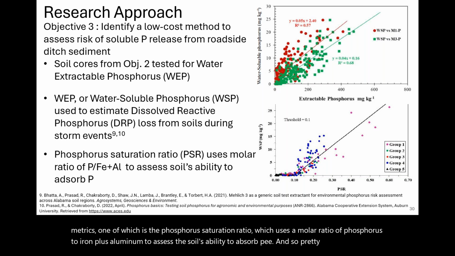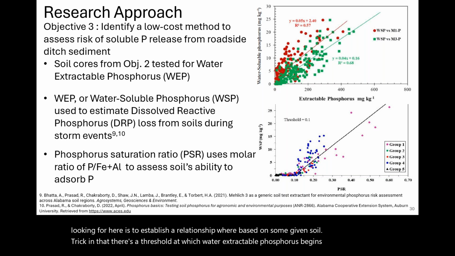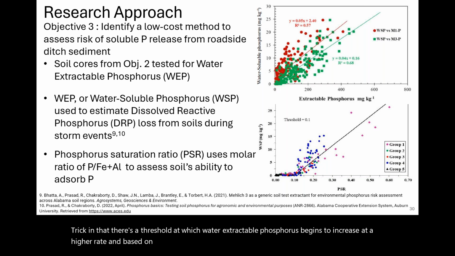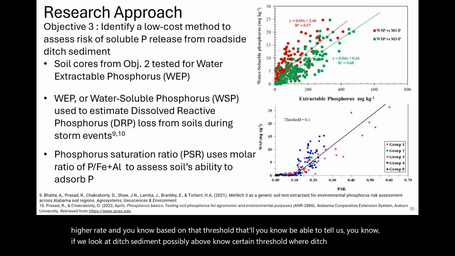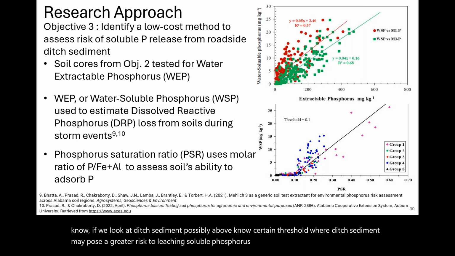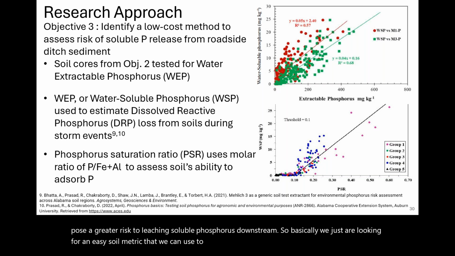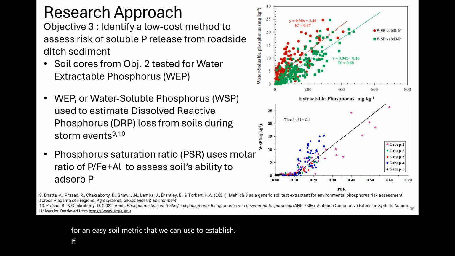And so pretty much what we're looking for here is to establish a relationship where, based on some given soil metric, there's a threshold at which water extractable phosphorus begins to increase at a higher rate. Based on that threshold, that'll be able to tell us, if we look in ditch sediment, possibly above a certain threshold where ditch sediment may pose a greater risk to leaching soluble phosphorus downstream. So basically, we just are looking for an easy soil metric that we can use to establish if sediment cores pose a risk of phosphorus release downstream.